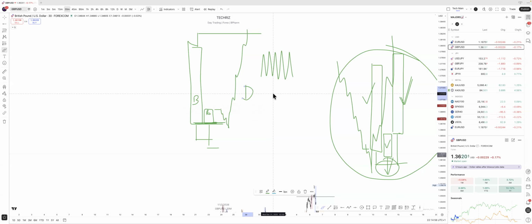Now, there are high probability setups, because I like to talk about high probability a lot. It is now your decision to trade. Do I want to stick to these things that technically say high probability, or do I want to follow my mind?